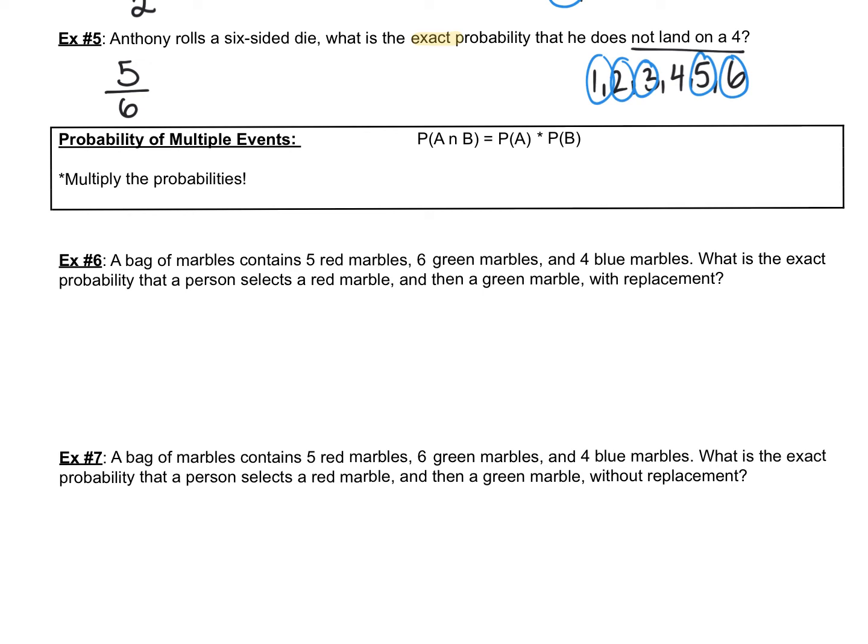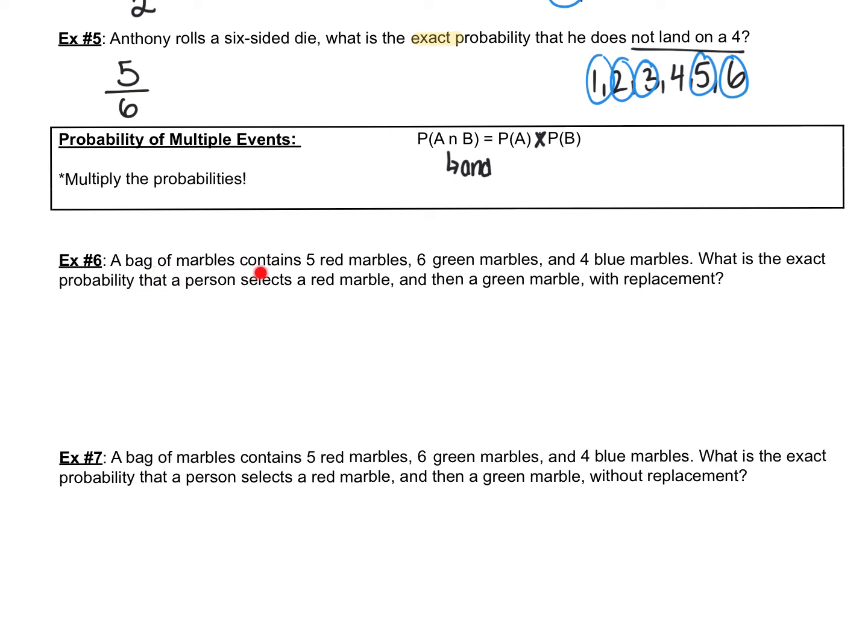All right, last but not least is probability of multiple events. So multiple events just means more than one. So what you want to do, if you want the probability of A and B, this symbol here is for and. So the probability of A and B, you're going to take the probability of A and multiply it by the probability of B. So let's look at an example.